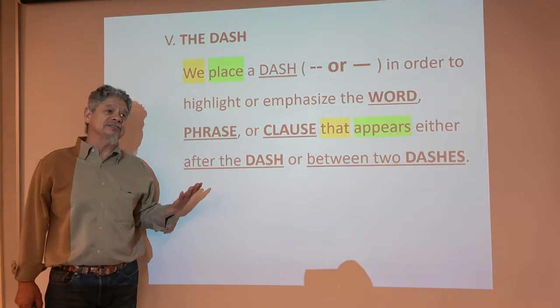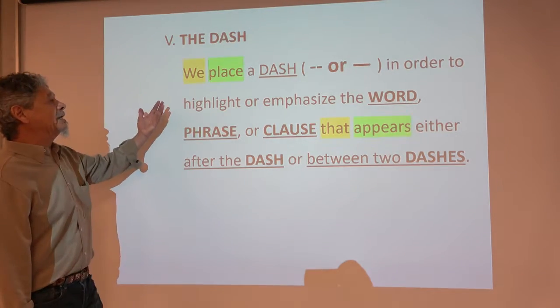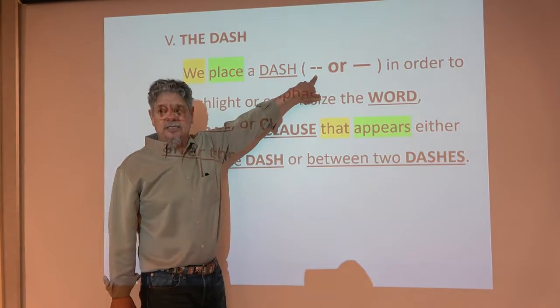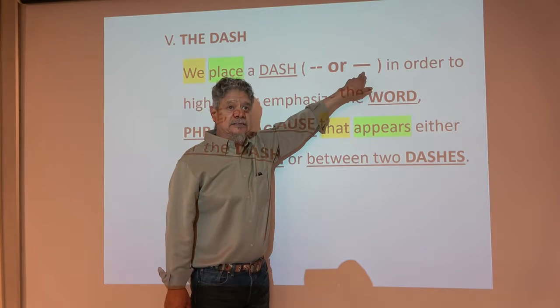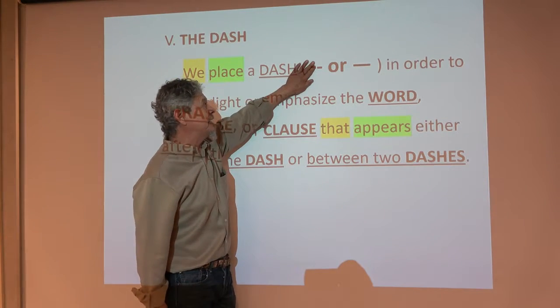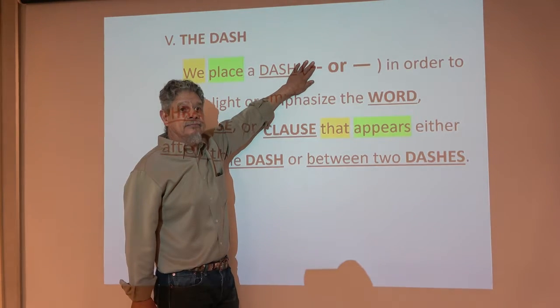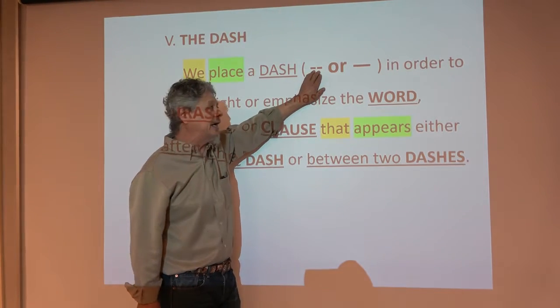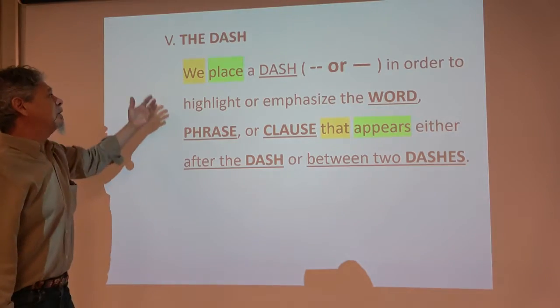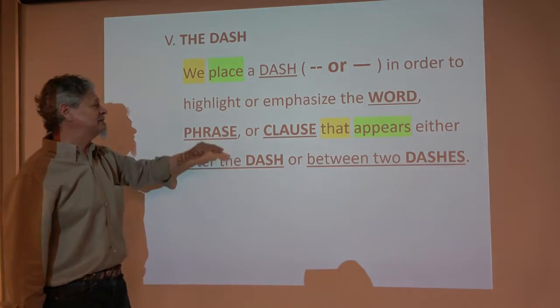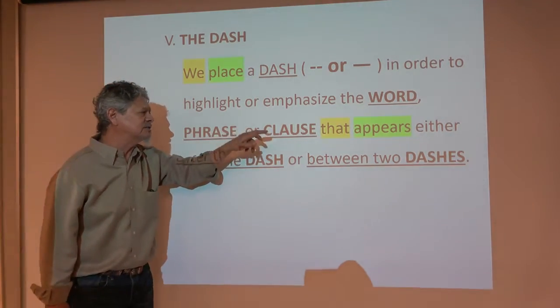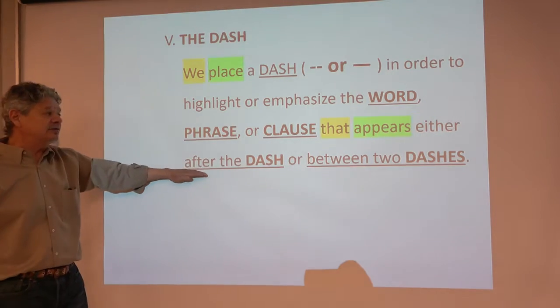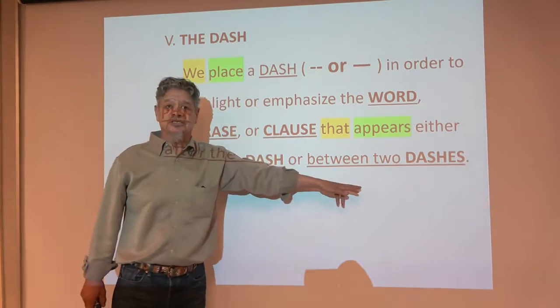I like the dashes. Okay? And you can do a dash like this, as you know, or like this. But a dash cannot be this, cannot be a hyphen. This is a hyphen. Two hyphens make a dash. Okay? All right. And we use it in order to highlight or emphasize the word, phrase, or clause that appears either after the dash or between two dashes.